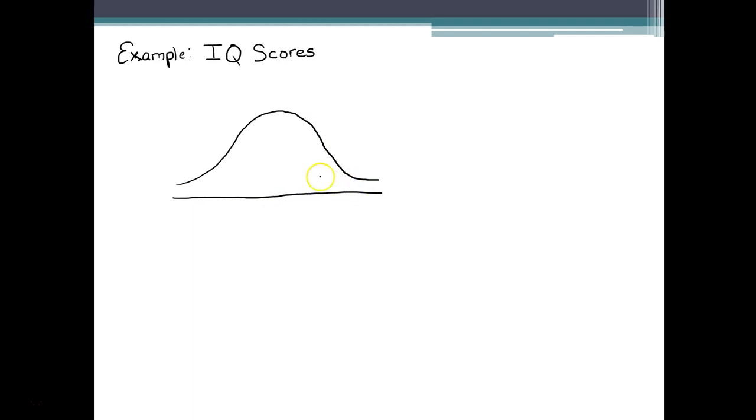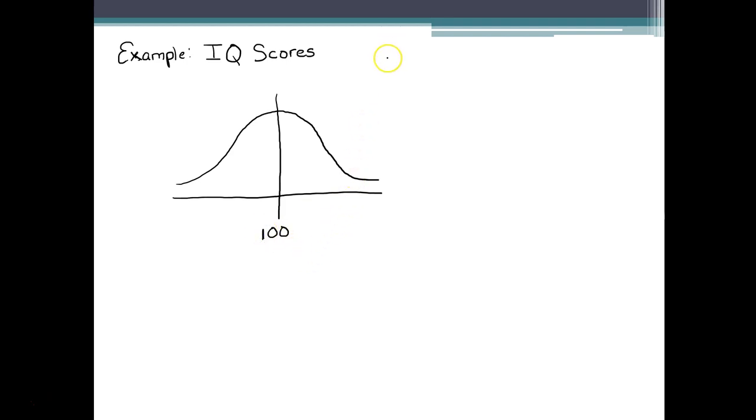But let me give you a real world example of what this means. Let's look at IQ scores, intelligence quotient. According to IQ scores, when they measure IQ, most of the population falls here in the middle with IQ of 100.